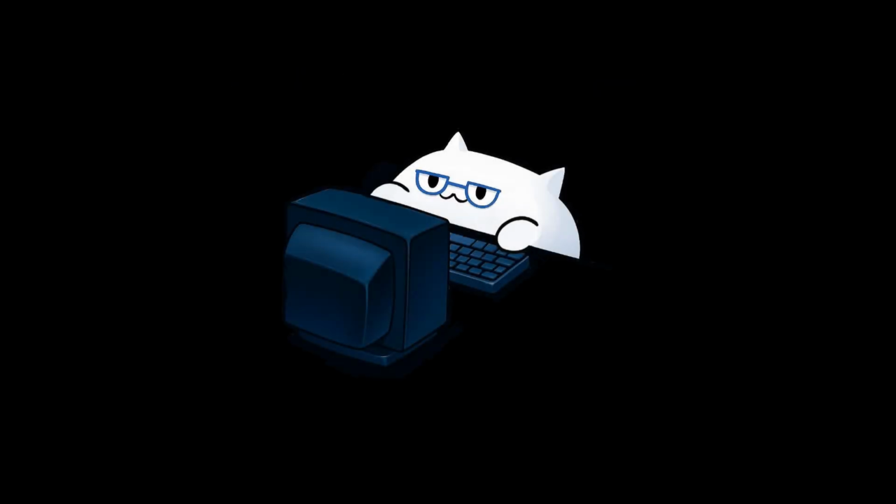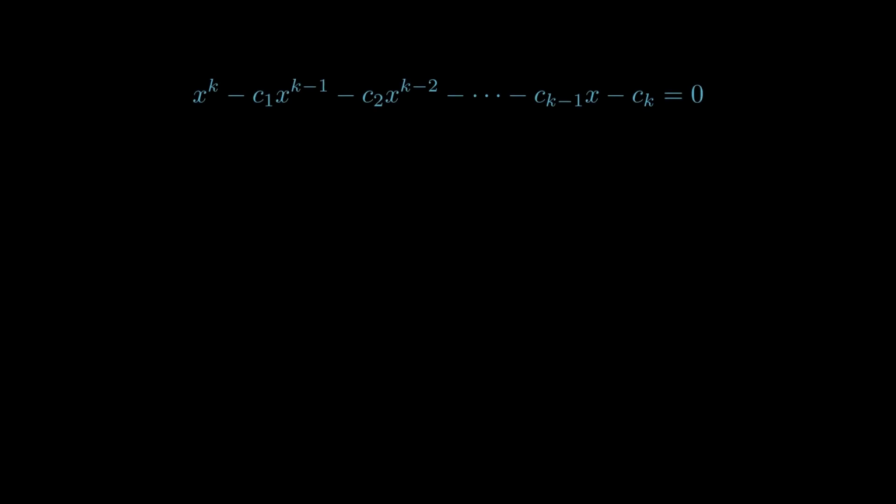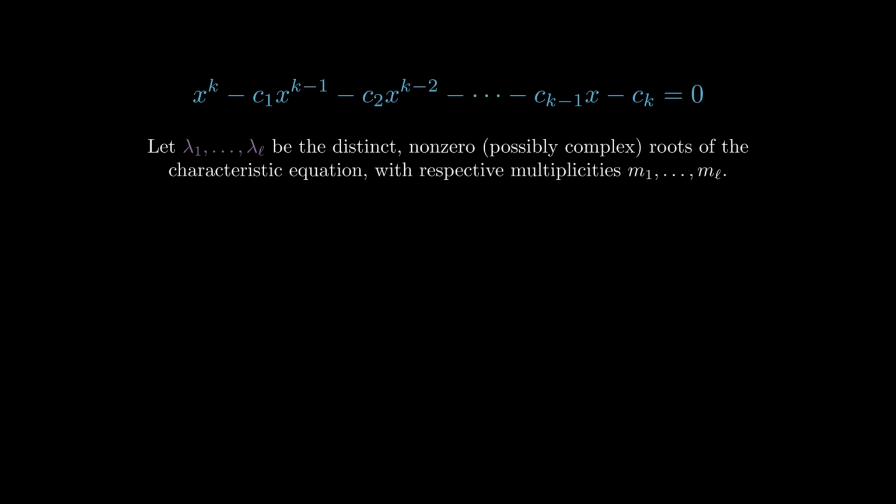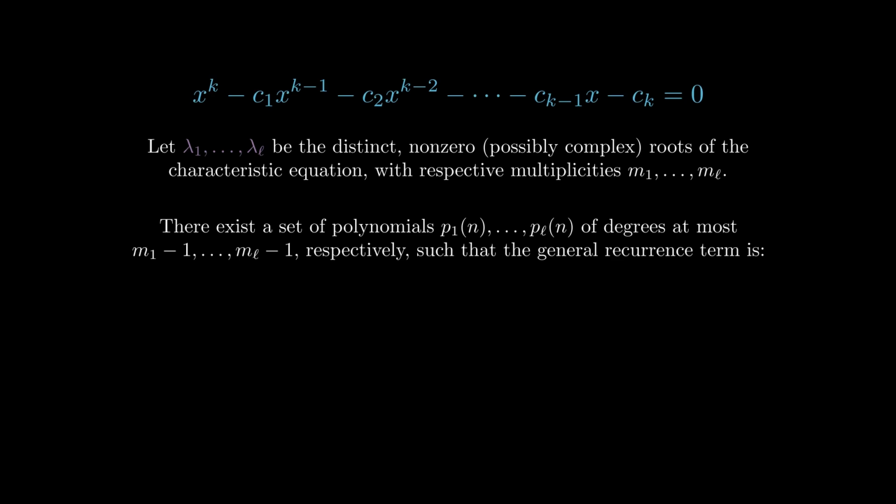It turns out that by analyzing the behavior of this polynomial's roots and using a few arguments from functional analysis, one can express the solutions of this characteristic equation in a useful manner. Call lambda 1 up to lambda L the distinct, non-zero, possibly complex roots of our characteristic equation, with respective multiplicities m1 up to mL. There exists a set of polynomials, p1 up to pL, of bounded degrees such that the general solution of the recurrence relation can be expressed as this combination.